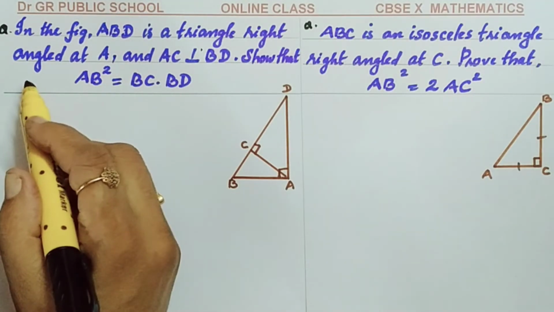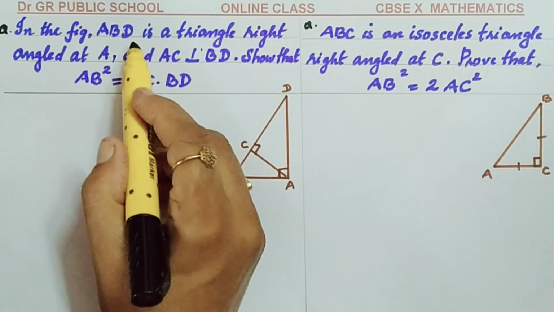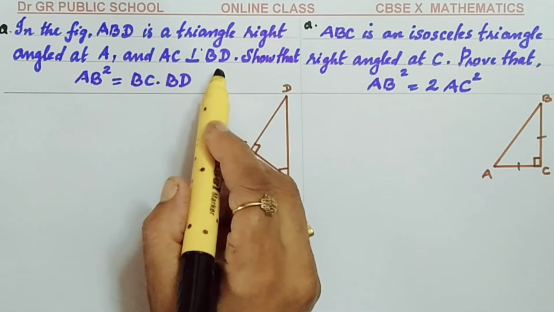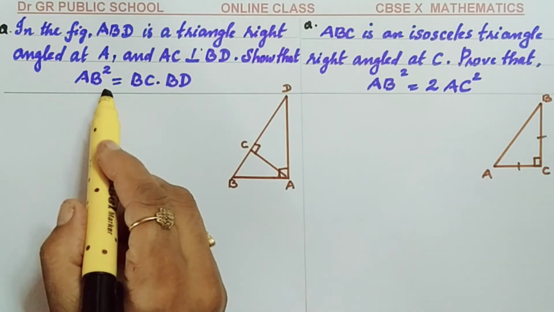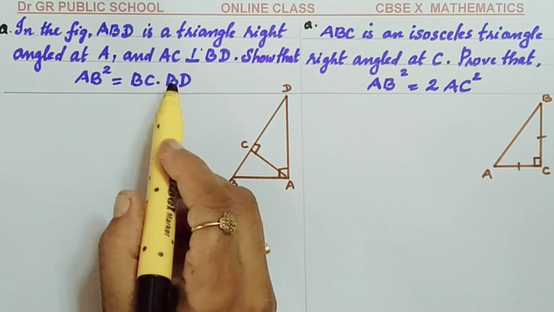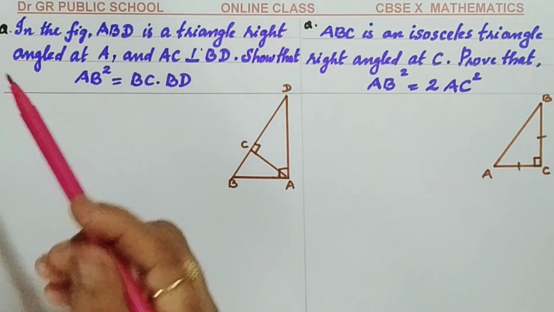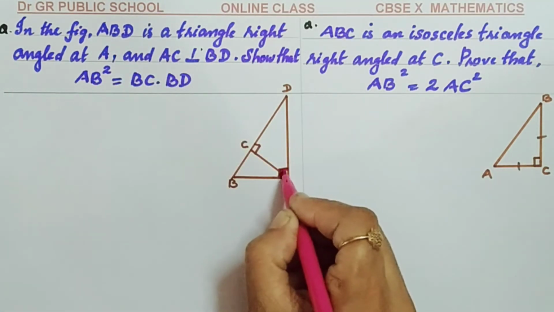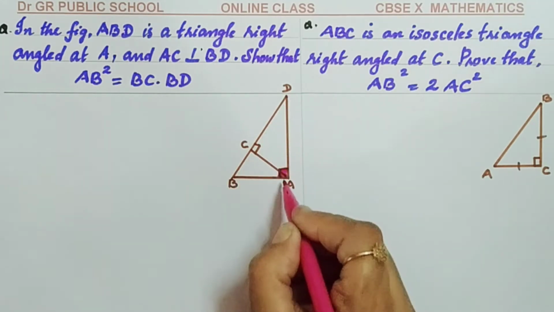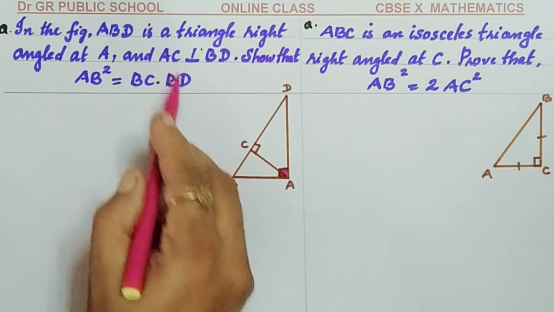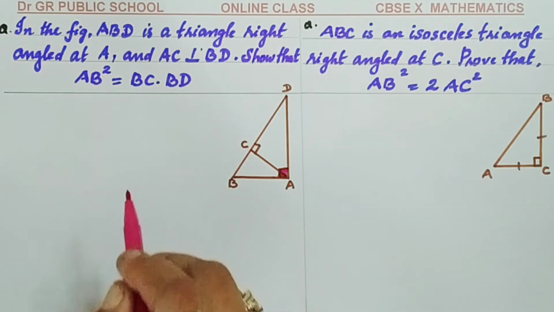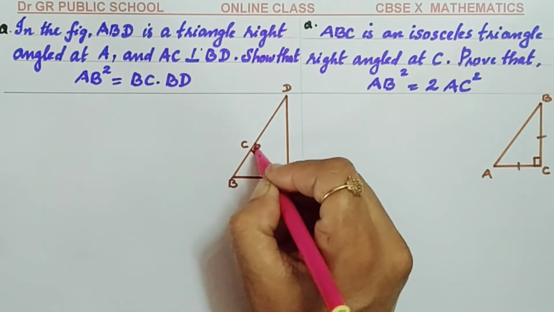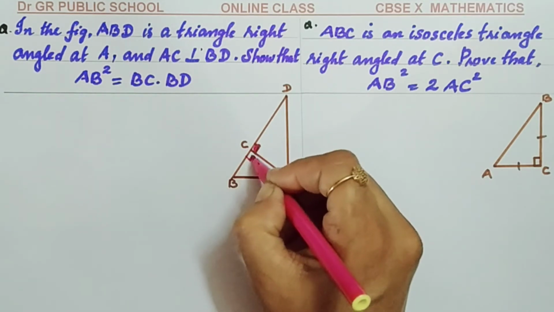Come with another question. In the figure, ABD is a triangle, right angled at A and AC is perpendicular to BD. Show that AB square equals BC into BD. Okay, we can read the question again. In the figure, ABD is a triangle right angled at A and AC is perpendicular to BD. You need to draw the figure based on the question. AC is perpendicular to BD means that here a 90 degree angle will come, here also a 90 degree angle will come.